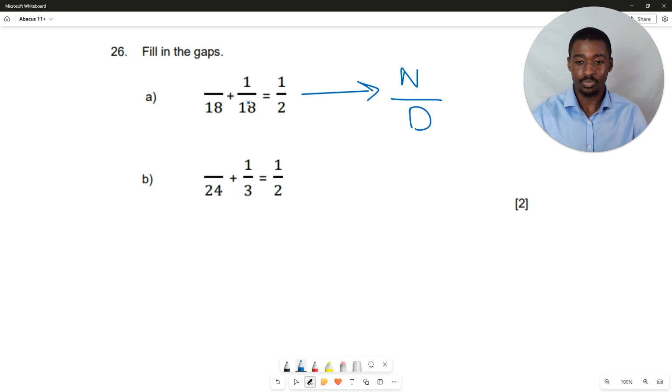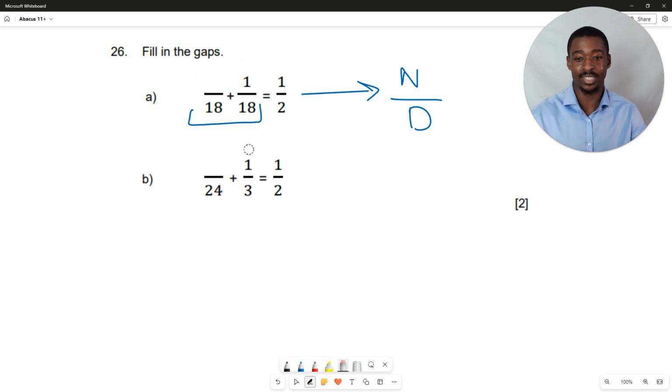So that means on the left-hand side of this equation, we have something over 18 plus something else over 18. Our common denominator is 18, which means when we add these two fractions together, that common denominator will stay as 18, right?